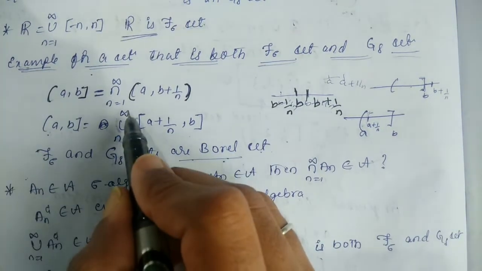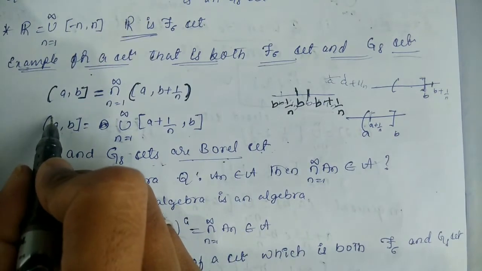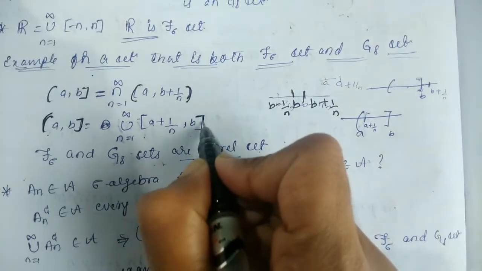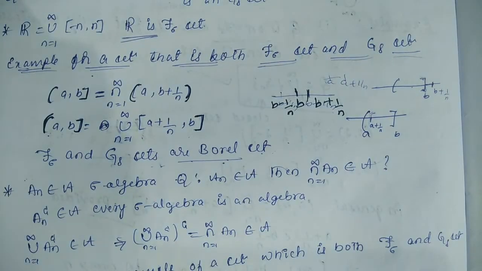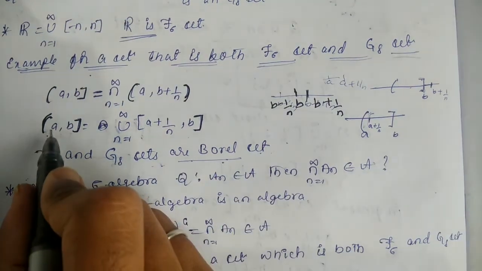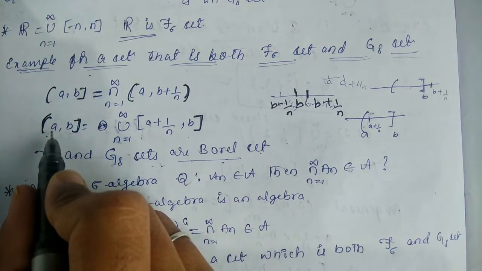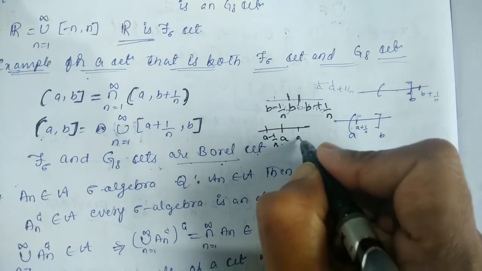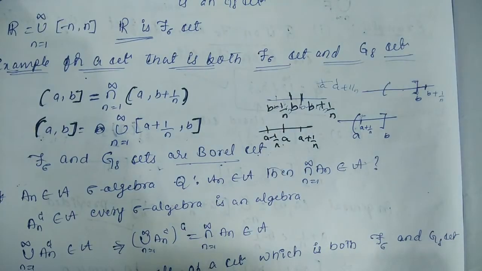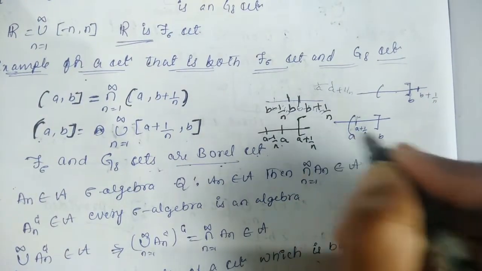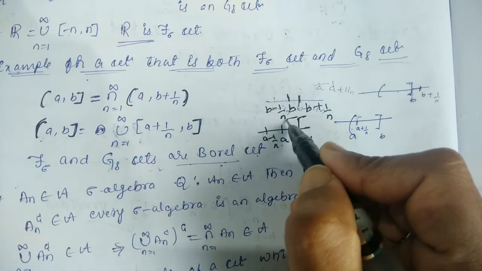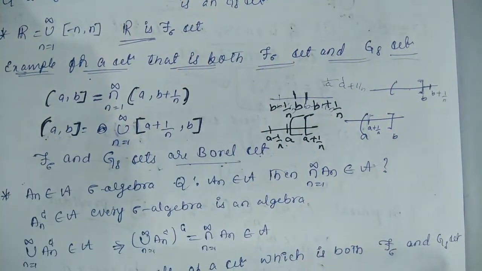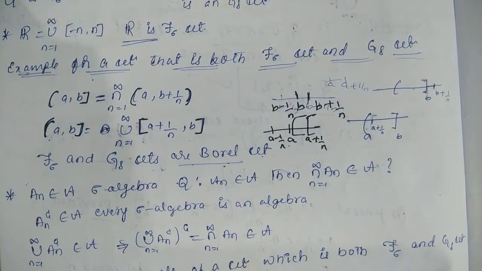It is also a countable union of closed sets. To mark it as closed, b is already closed, so there is no need to take any element other than b. Now, what should we take for the open end a? Take a plus 1 by n, so take it closed up to a plus 1 by n, not a. So the closed intervals [a plus 1 by n, b]. That is both an F sigma and a G delta set.